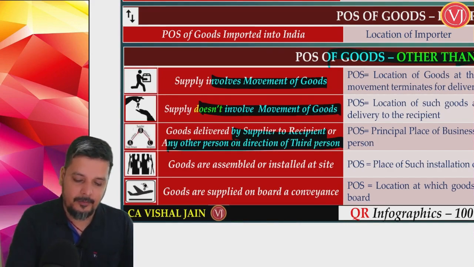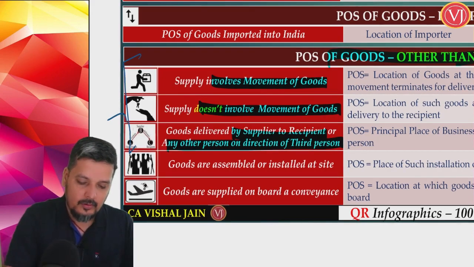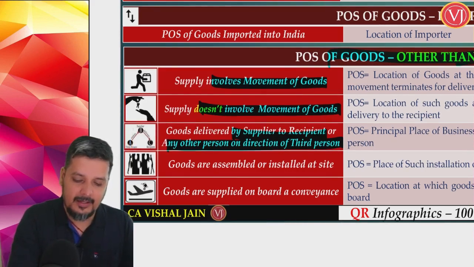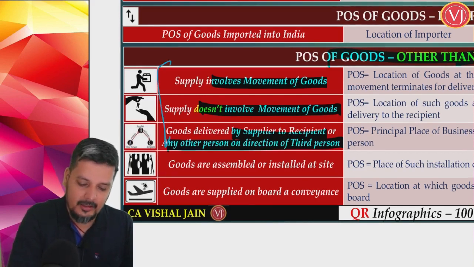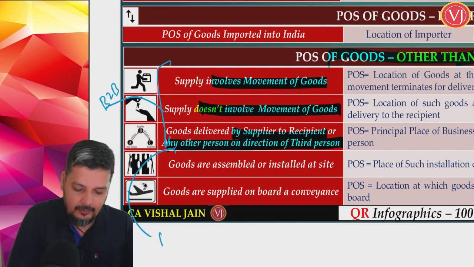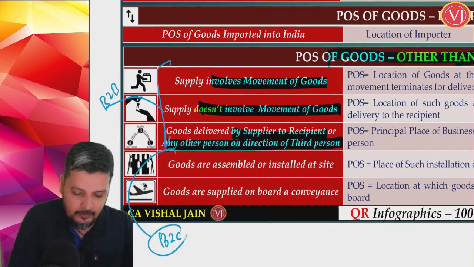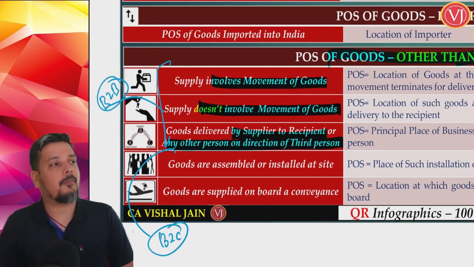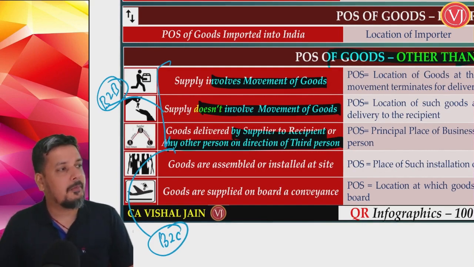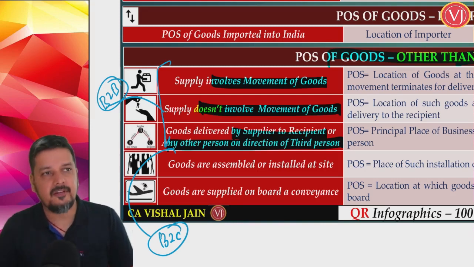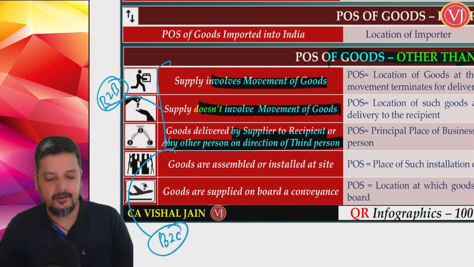This is all with respect to B2B transactions. Then there's one more point here for B2C transaction, the fourth case. 3 cases for B2B, 1 case for B2C. B2B means recipient is registered, B2C means recipient is unregistered.